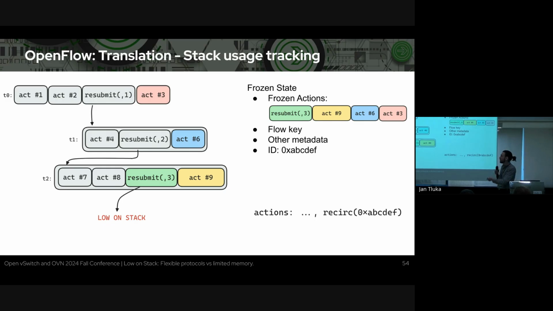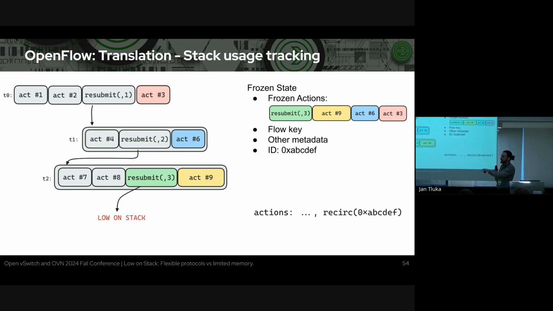So OVS stores this kind of frozen state per recirculation ID in memory. And whenever it gets a packet with this recirculation ID, it can restore the metadata, and it knows where it should continue the processing of the packet in the OpenFlow pipeline through this frozen metadata. This works exactly the same for conntrack and for other actions that require recirculations.